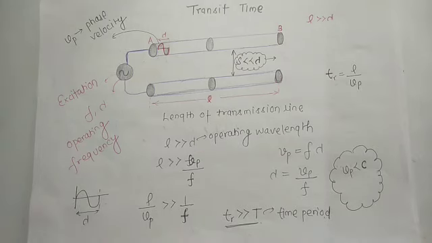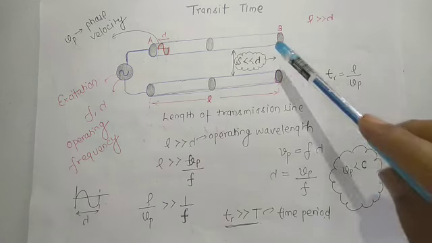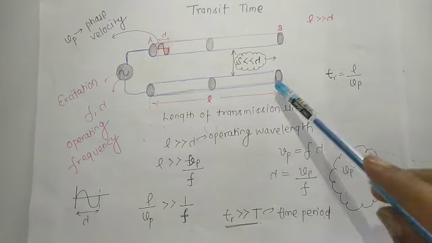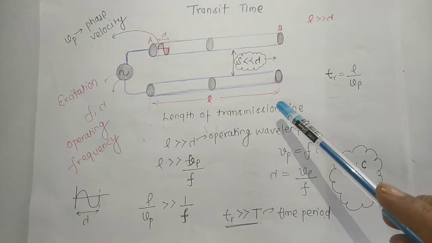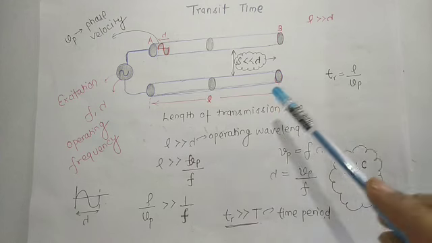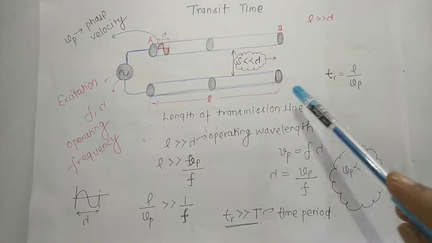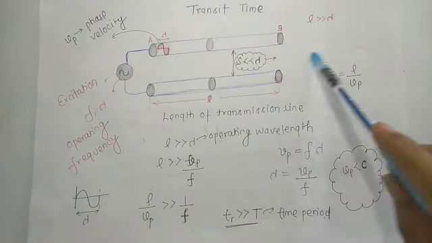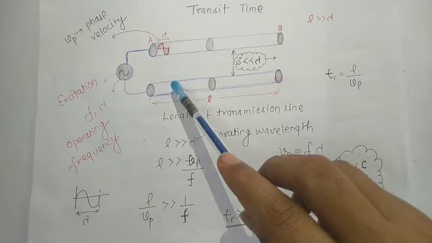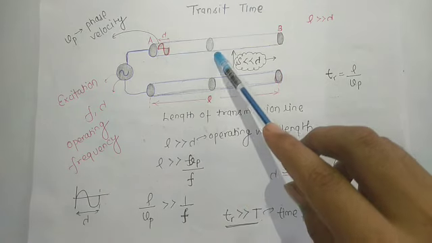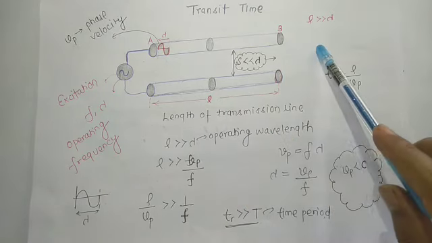In the last class, we saw the field distribution on the transmission line, and we found that transmission lines support the transverse electric magnetic mode. What do you mean by transverse? Any quantity or any plane which is perpendicular to the direction of propagation. What was the definition of a transmission line? A transmission line guides the energy along its length.